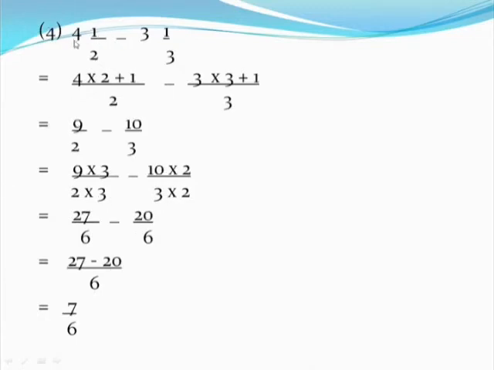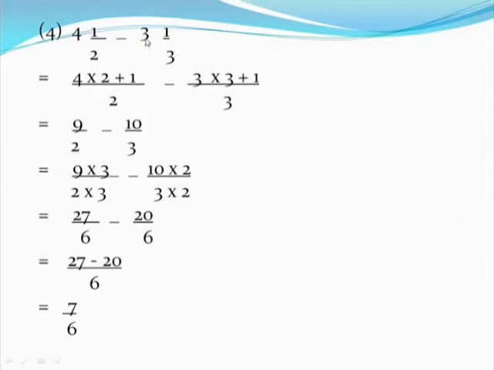Example number 4. 4 integer 1 upon 2 minus 3 integer 1 upon 3. Again we will convert the given fractions into improper fractions. Now 4 into 2 plus 1. Quotient remainder upon divisor is written as quotient into divisor plus remainder, that is 4 into 2 plus 1. 4 2s are 8. 8 plus 1 is 9 and the denominator will remain as it is.